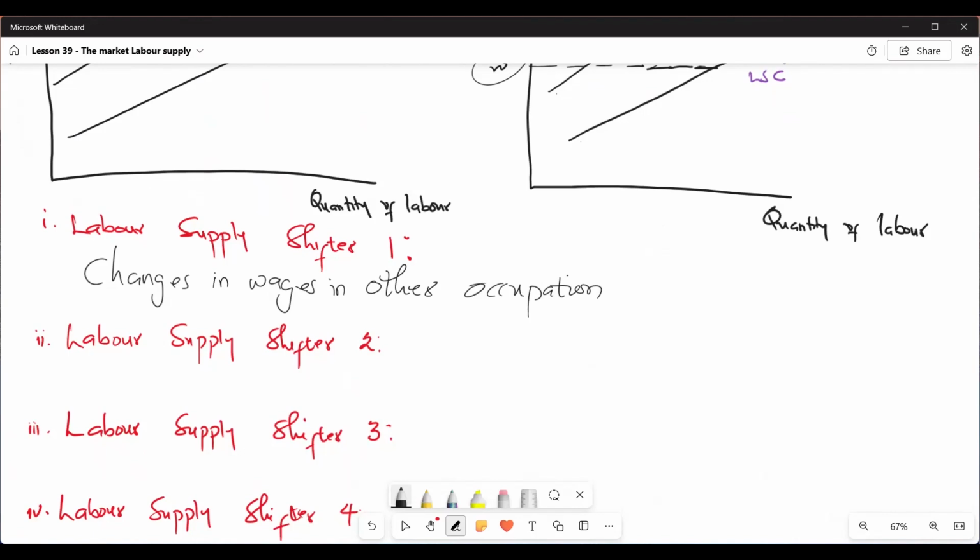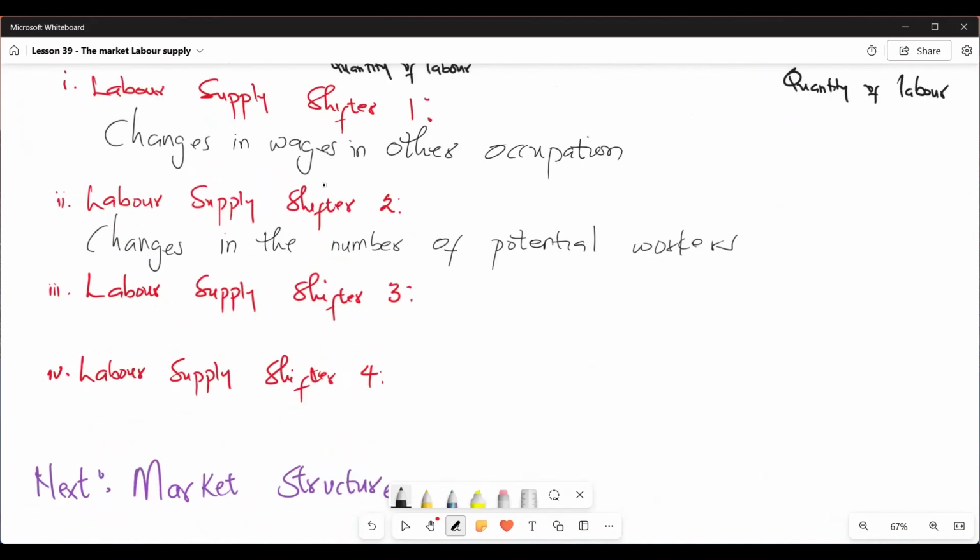Now, the second thing that shifts the labor supply curve is changes in the number of potential workers. The total number of people in a labor market is a subset of the total number of people in a society. This means that when population grows, so does the potential labor supply, while a decrease in population will lead to a decrease in labor supply.